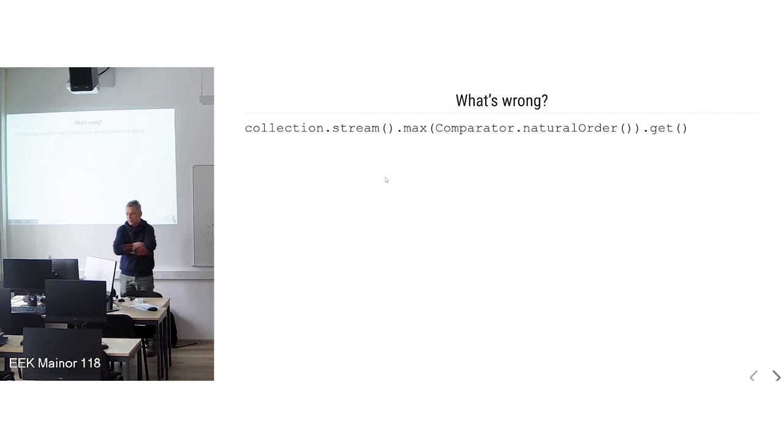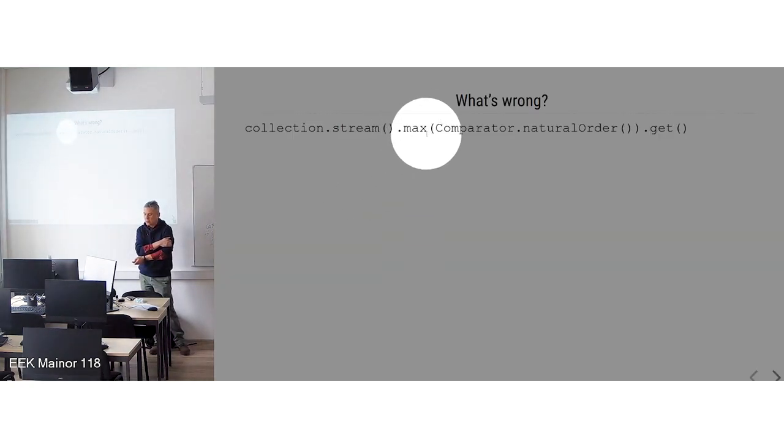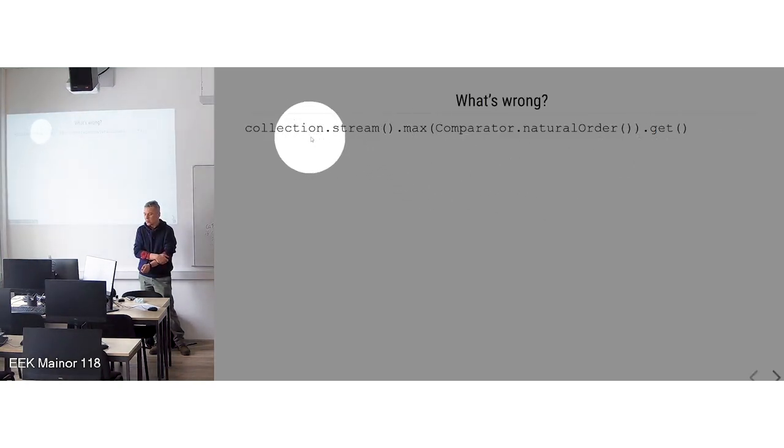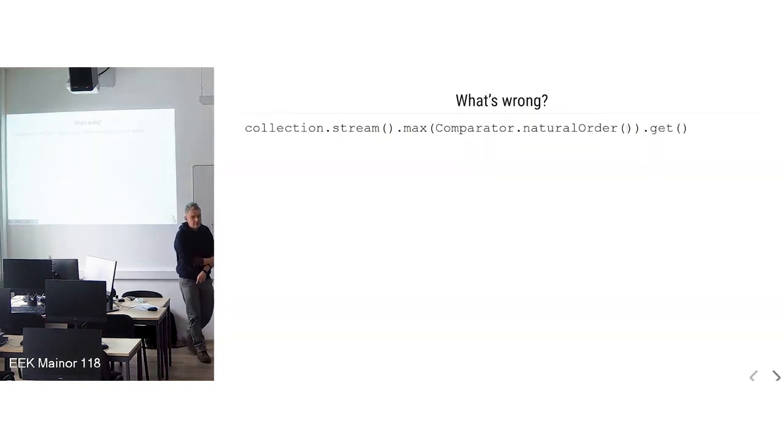Let's try to figure out first what this code is actually doing. Find maximum value. This method will return us an Optional, and then we are calling get, which will get the value of this Optional if it's non-empty. If it's empty, it will throw an exception. So this code either finds the maximum element in the collection or throws an exception if the collection is empty.